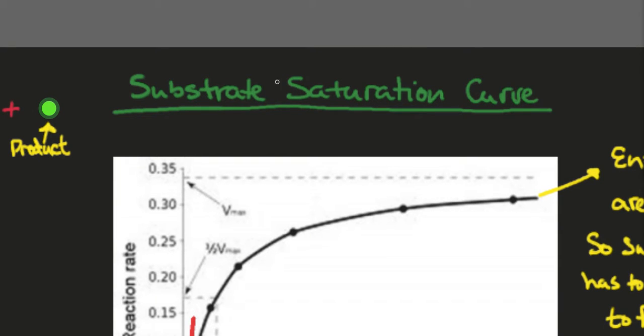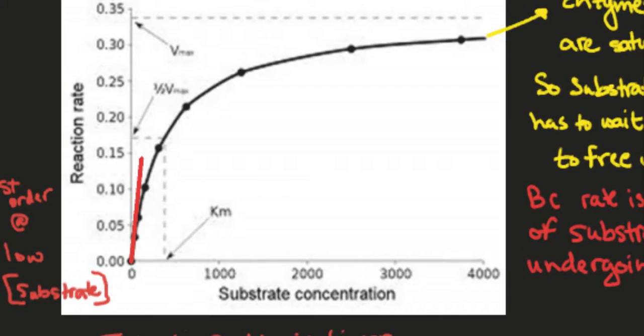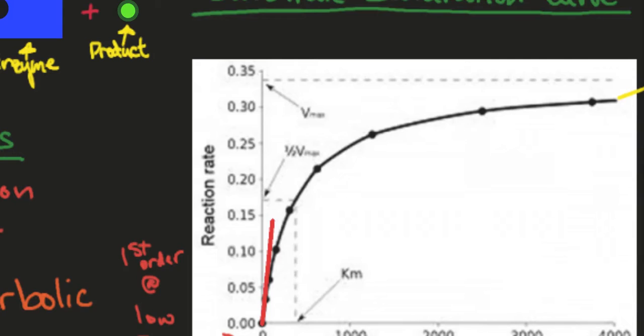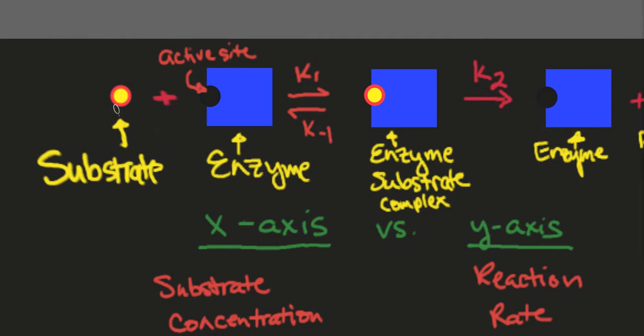Today we're going to look at the concept of a substrate saturation curve. This thing right here. As you can see, it's substrate concentration on the x-axis, reaction rate on the y-axis, or velocity, whatever you want to call that. So basically what we're doing is we're looking at the interaction between a substrate and an enzyme.